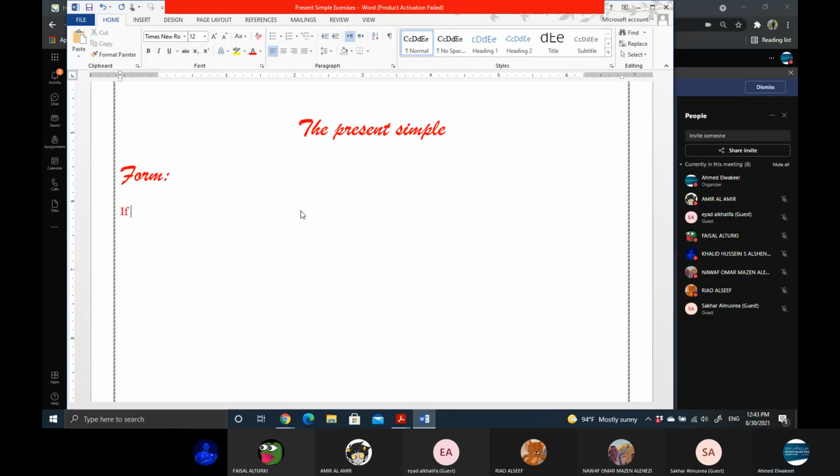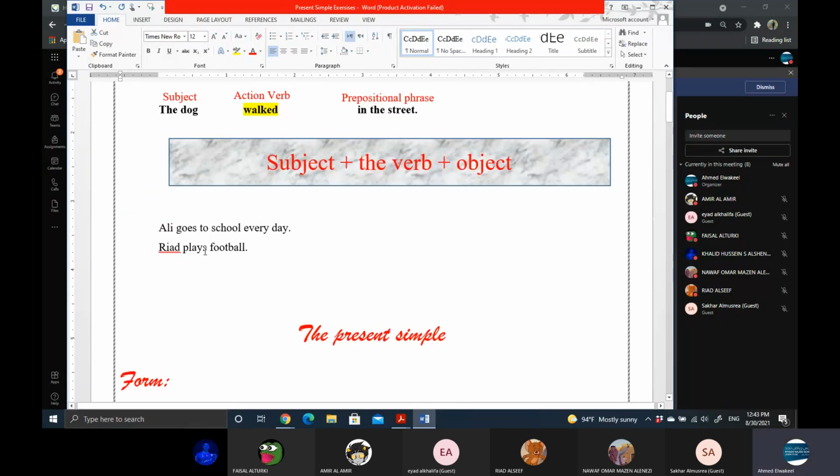If the subject is plural, then the action verb will be an infinitive. The meaning of infinitive? Infinitive, like when I say play. So the verb without adding anything, without adding s, without adding ing, ed, or anything to the verb. That's called infinitive. Can you give me an example, please?